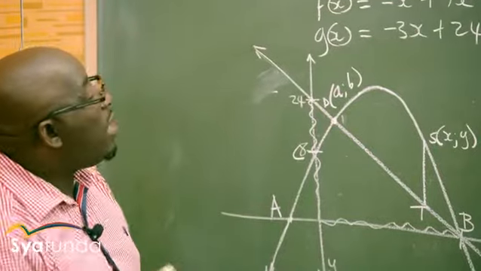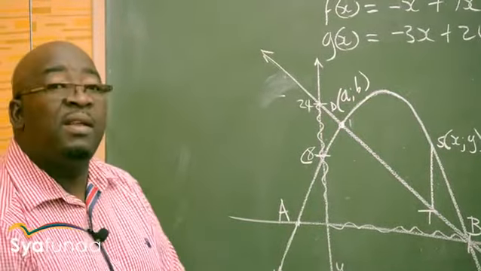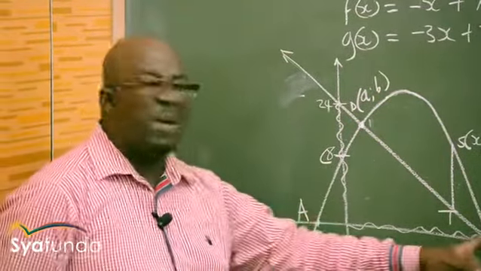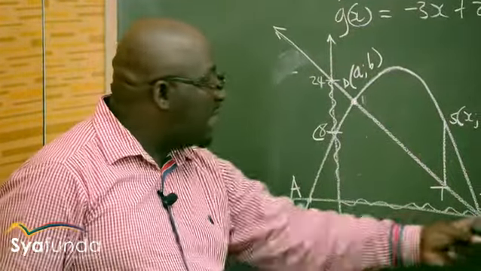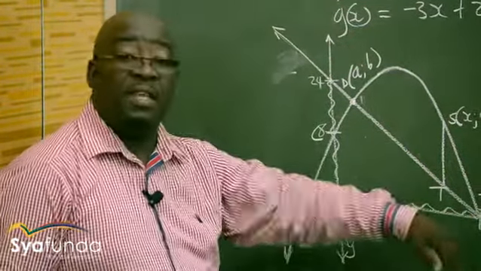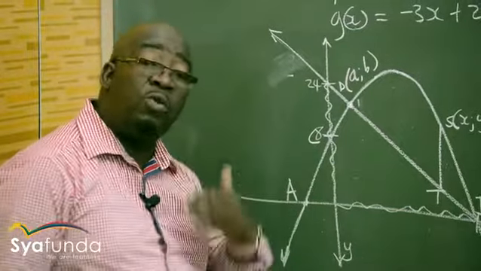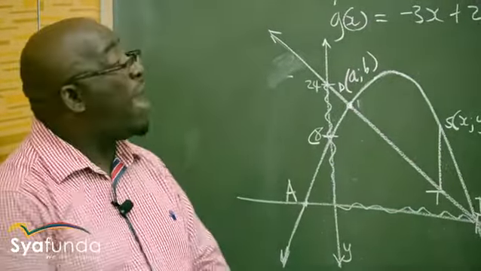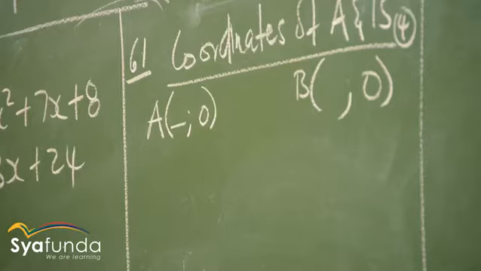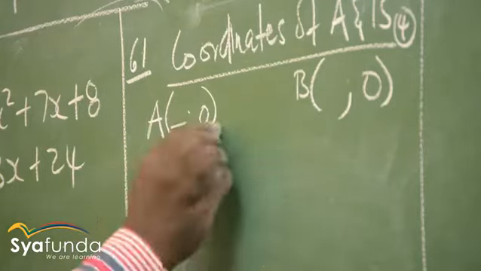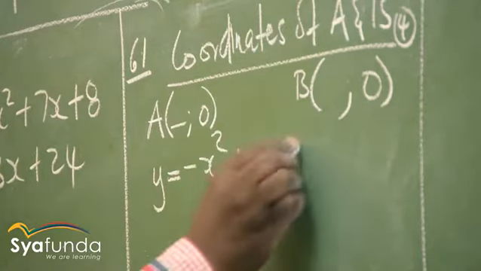Now, we have to find the coordinates of A and B. This is just hinting us at roots, the x-intercepts. These are the x-intercepts of the parabola. These are the x-intercepts of that graph. Now, how do we find the x-intercept? By making y equal to 0. Let's do that. This is the graph of y is equal to minus x squared plus 7x plus 8.